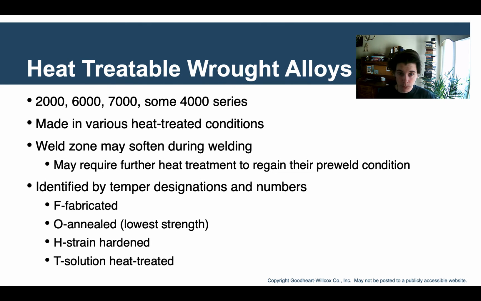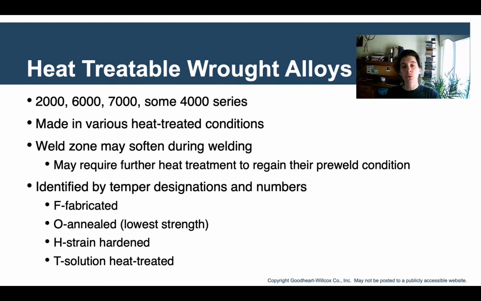The heat-treatable alloys are 2000, 6000, 7000, and again, some 4000. So there are different heat-treated conditions, and the weld zone may soften, and then you can heat-treat it to regain its pre-weld condition. So to get that strength back, basically.